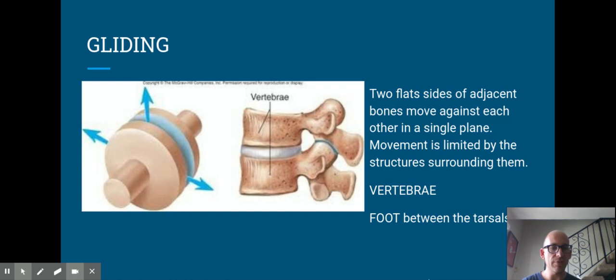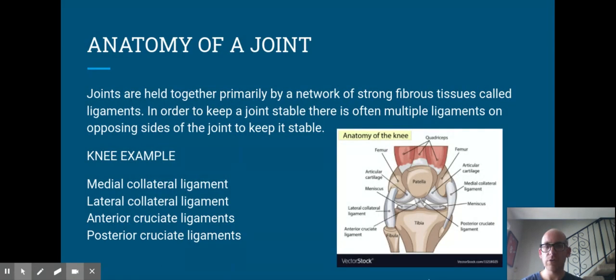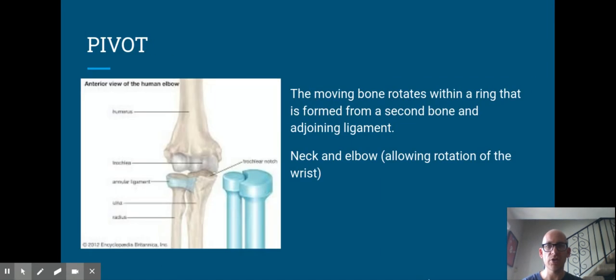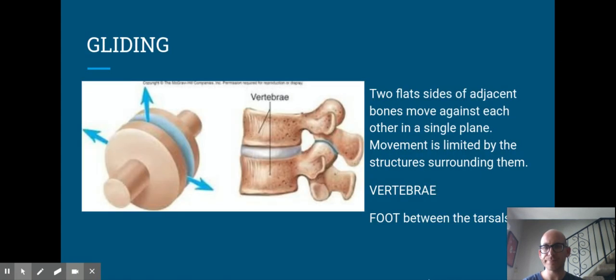We have lots of short bones, the tarsals, that are not quite fused, and they'll slide a little bit past each other in your foot. Okay, those are the joints. We have gliding, condyloid, saddle, hinge, pivot, ball and socket.